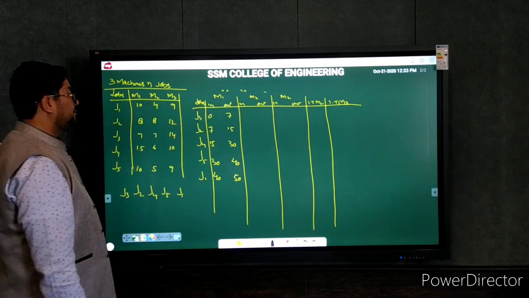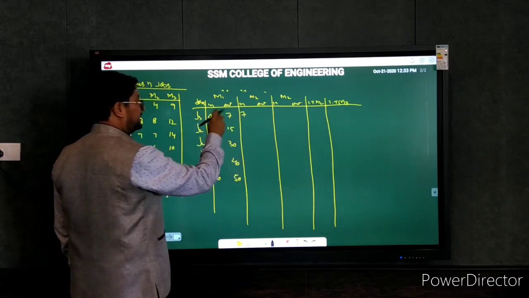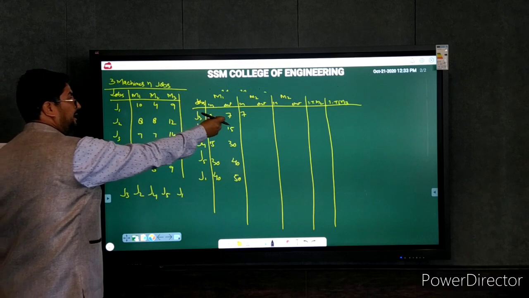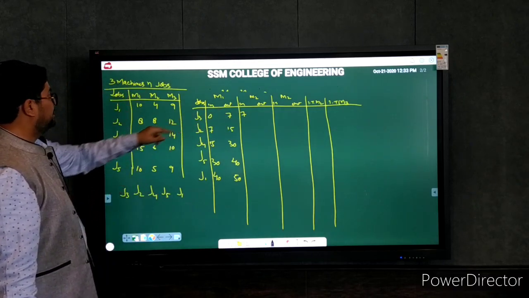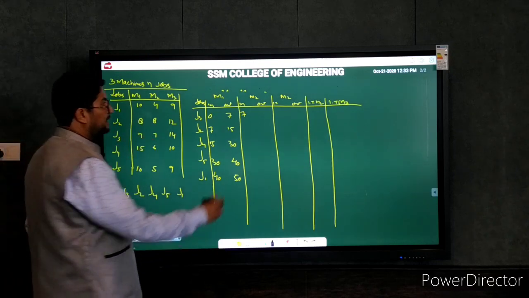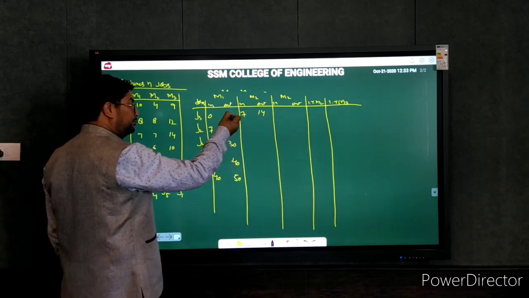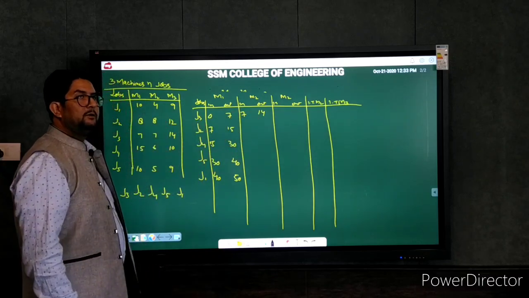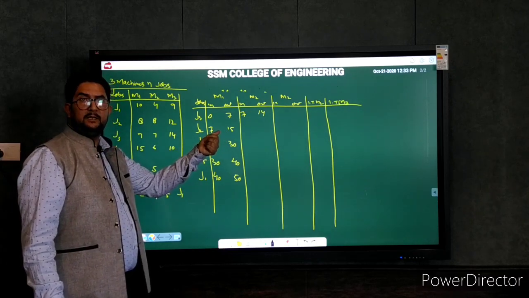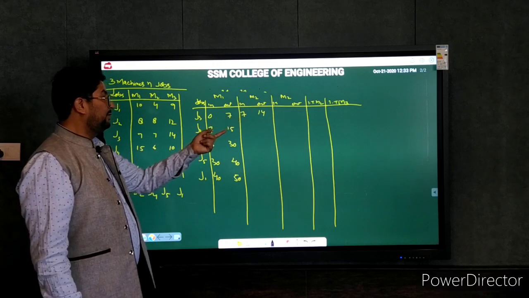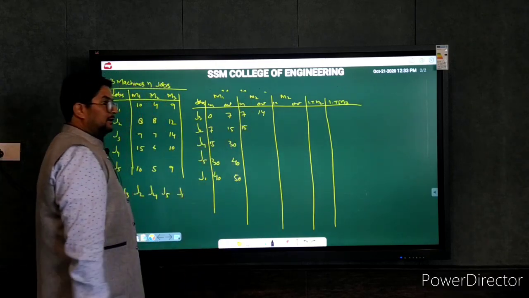Now move to machine 2. For machine 2, we'll take J3 at 7 because it becomes available at 7. Now we'll have to take these times. For J3, it is 7 again, that is 14. At 14, we should actually take J2. But we cannot take J2 because J2 is still in process. It will be completed at 15. So we'll be forced to take J2 here at 15.